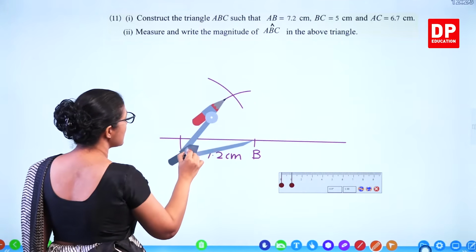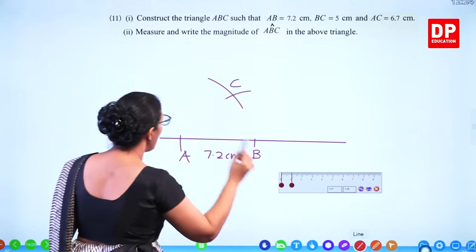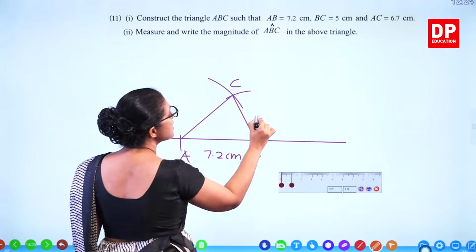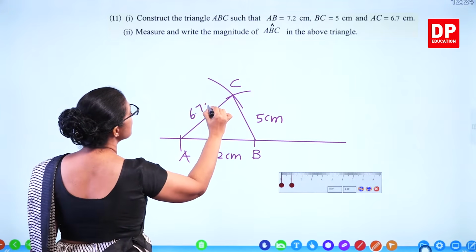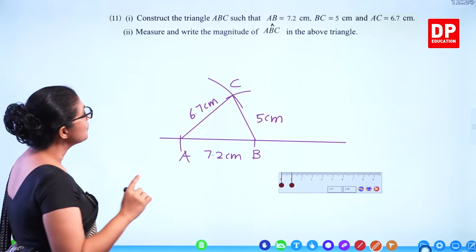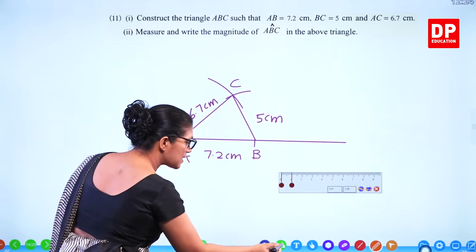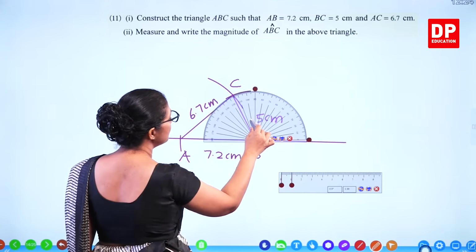Now you get an intersecting point. So that point is C. Now you can draw lines AC and CB. So this is the triangle, BC 5 centimeters and AC 6.7 centimeters. Now measure the magnitude of ABC angle. So we need to measure this angle. So we have to use the protractor. So we'll measure and see the angle B.